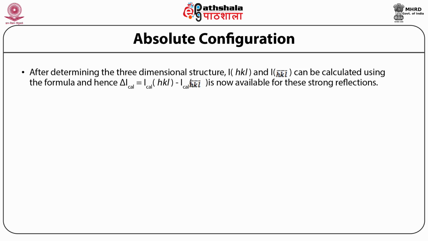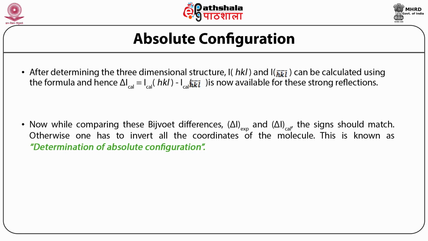So now we have two types of intensities, that is intensity calculated for HKL and intensity calculated for the H bar, K bar, L bar reflection. Now you define the Bijvoet difference delta I calculated as I calculated for HKL minus I calculated for H bar, K bar, L bar. So now this information is also available for these strong reflections. So now we have two sets of Bijvoet difference values, one coming from experiment, another coming from calculation after getting the structure.